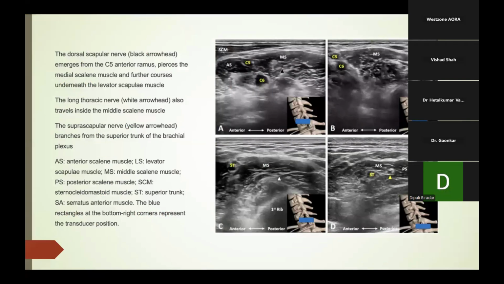Now, these are some ultrasound images depicting the dorsal scapular nerve as well as the long thoracic nerve. Here the black arrow in the first image shows the dorsal scapular nerve, which is emerging from the C5 anterior ramus and piercing the middle scalene muscle. In the photo with the white arrow, we can see the long thoracic nerve, which is also associated with the middle scalene muscle. The suprascapular nerve, with the yellow arrowhead, is a branch of the superior trunk of the brachial plexus, which we can see in image D.